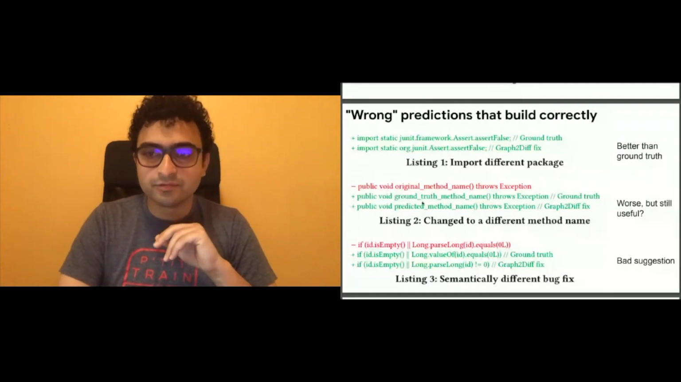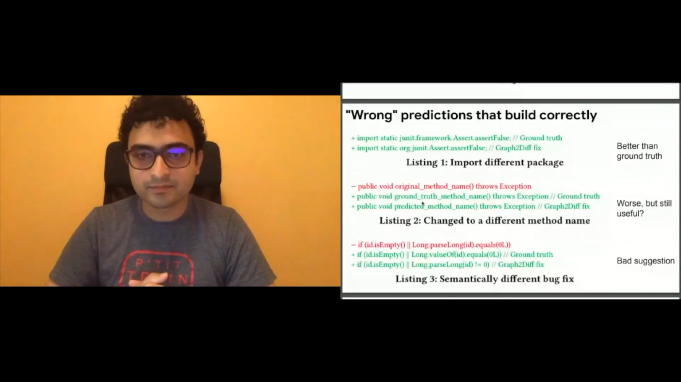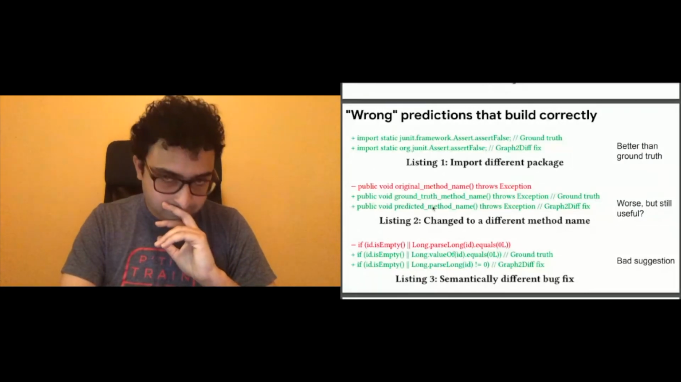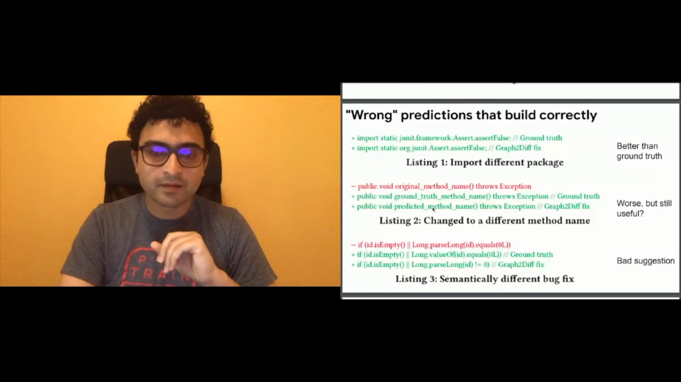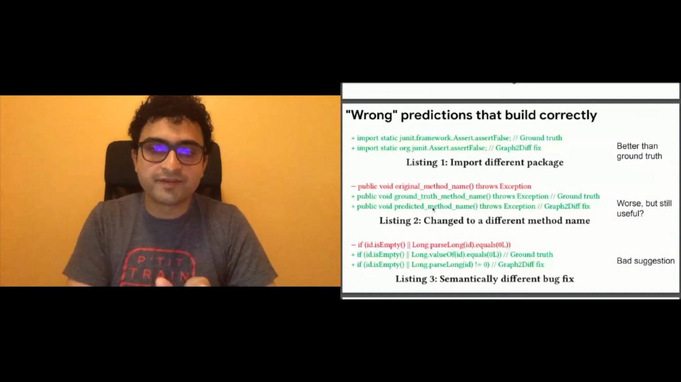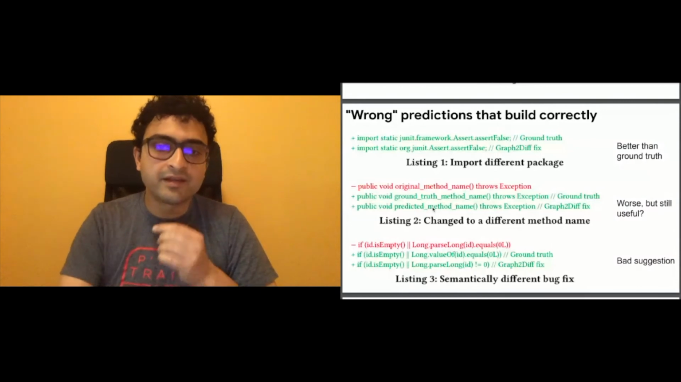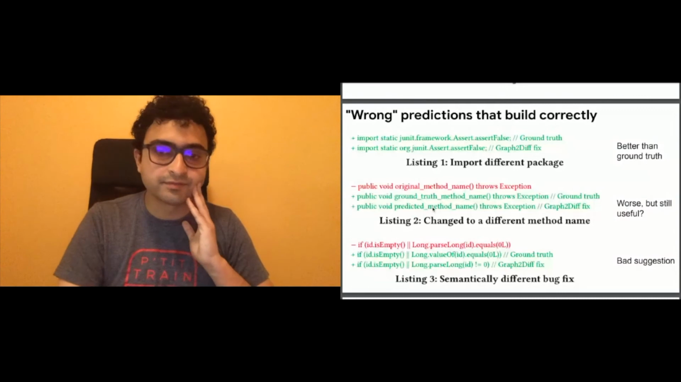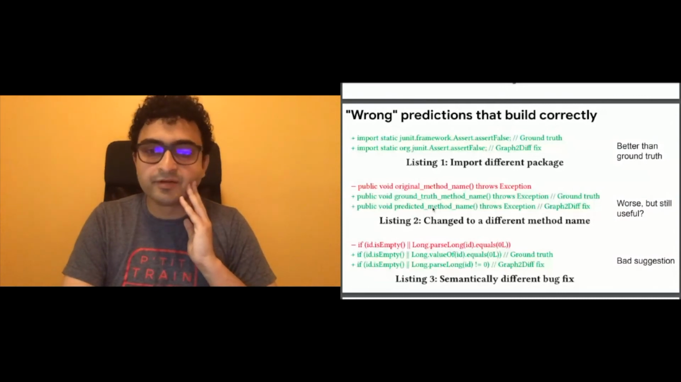Okay, so back to this particular example. It's useful that the model pointed out that something's wrong with the method name even if it didn't get it. So it's worse, but still useful. And finally, I want to show you an example where it gave a fix that's just plain wrong. It's a bad suggestion. What's wrong is something to do with this parse long thing.